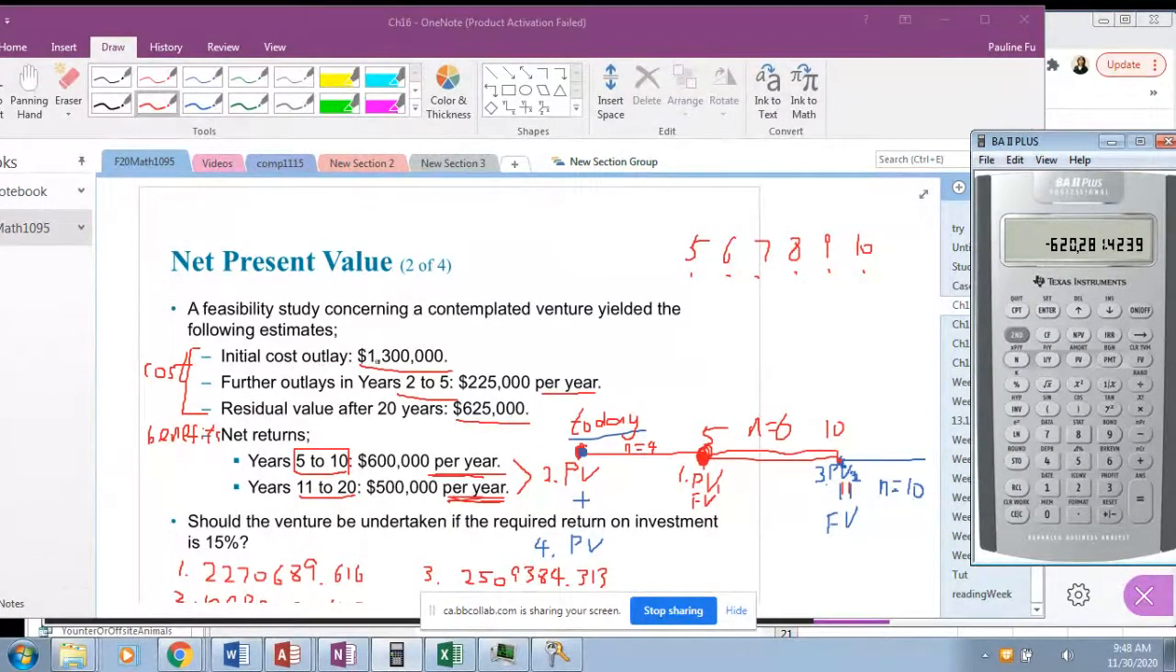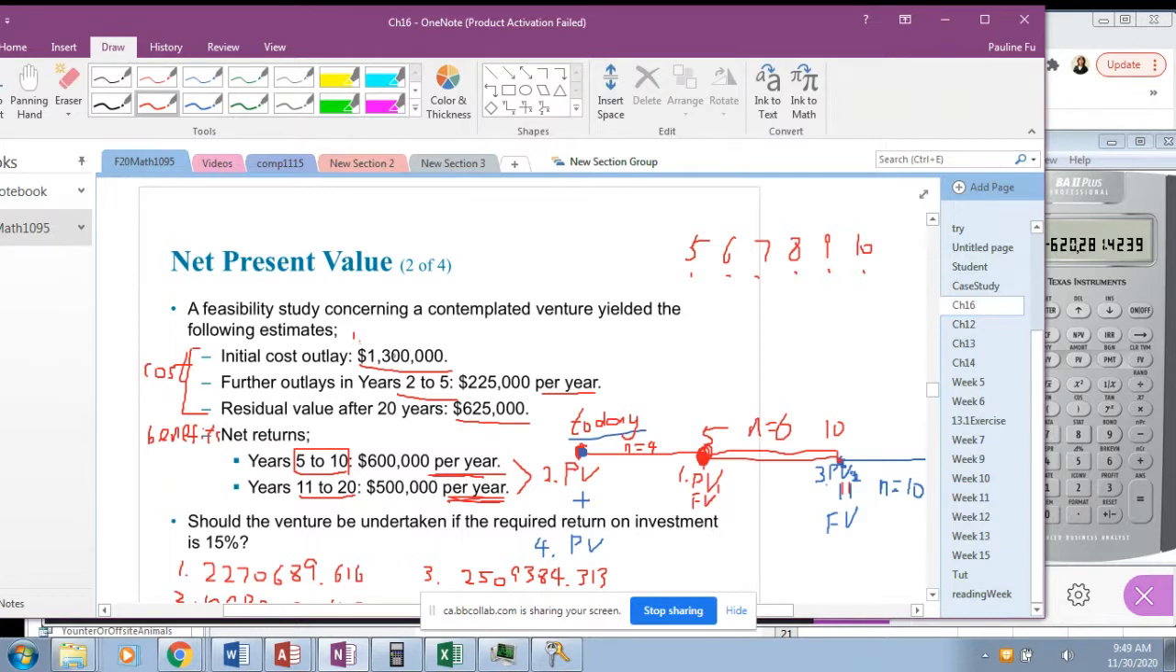So the cost. The initial cost is already present value. Further outlays, further cost in year 2 to year 5. Year 2 will cost 225,000. Year 3 cost 225,000. Year 4 225,000. Year 5 225,000. So this is an annuity. We are going to calculate the present value of this annuity. Once we calculate it, we add this value here. Maybe this is step 1, today's value. And step 2, calculate the present value of the annuity.